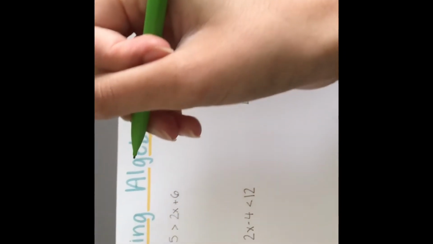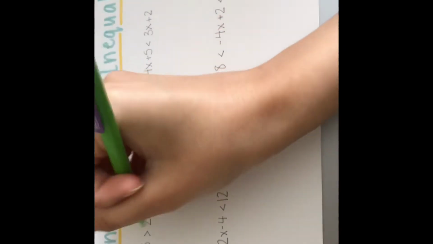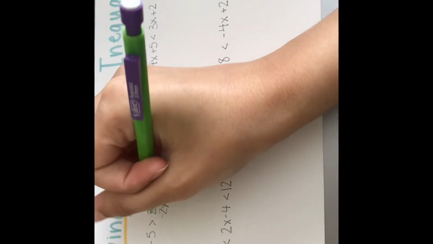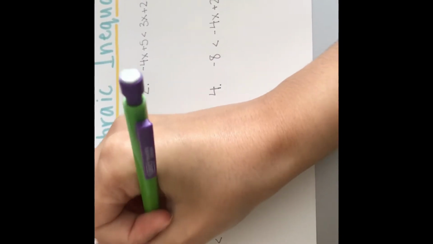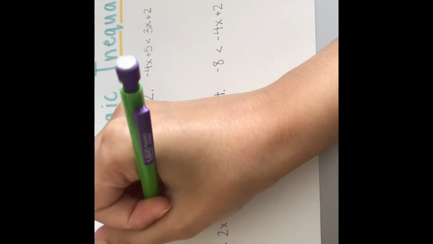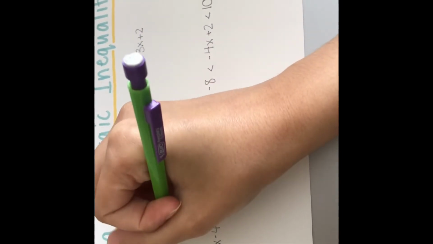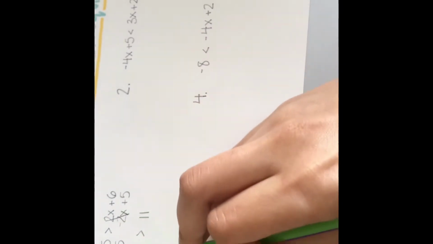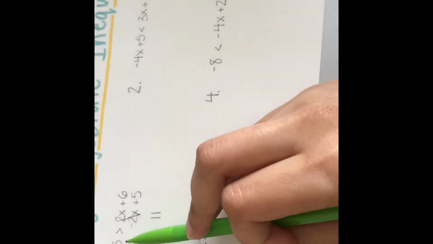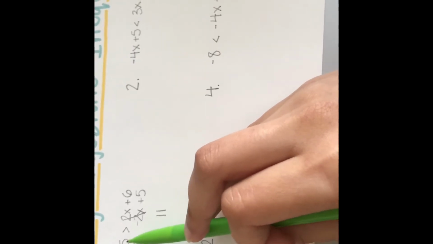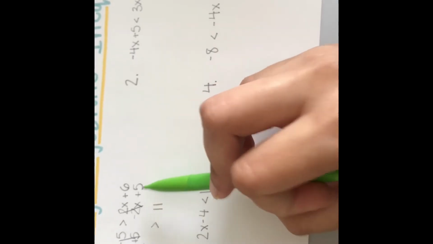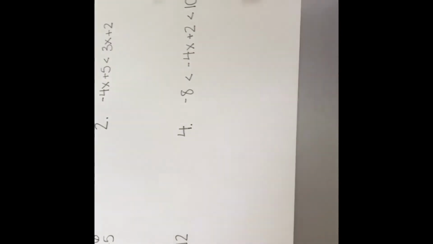So you want to have all your variables on one side and all your constants on the other so you can solve for x. So I'm going to start by subtracting 2x from both sides to get x and add 5 to both sides to get 11. Now we only added and subtracted, we didn't divide or multiply, so you're just going to bring down the sign and it's going to be the same. So your answer is going to be x is greater than 11. So your first step is always going to be getting your variables and constants on two different sides.